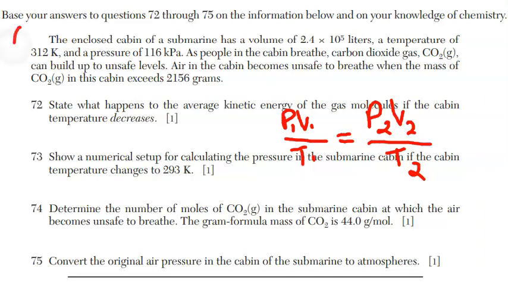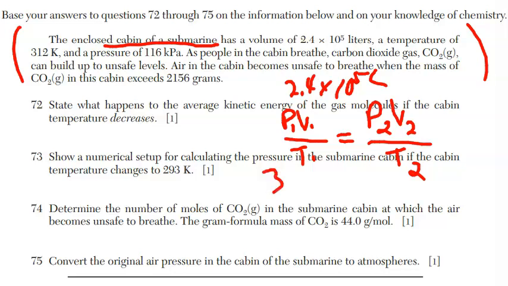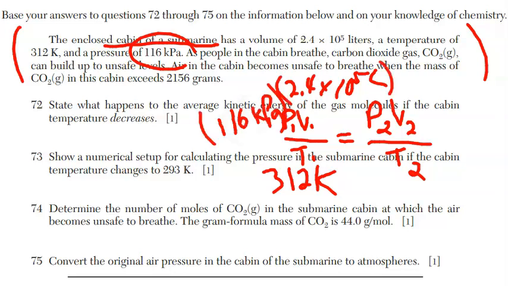We have to go back here to the passage. We have an enclosed cabin of a submarine. We have a volume of 2.4 times 10 to the 5 liters to start, and we have a temperature of 312 Kelvin and a pressure of 116 kPa. And then we have to see what's going on the other side. It says calculate the pressure, so we're looking for P2.